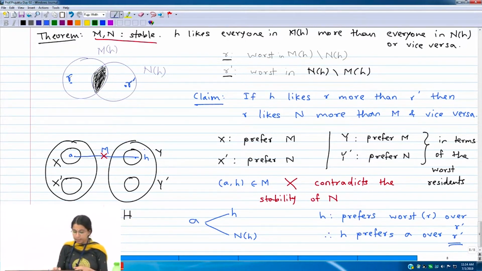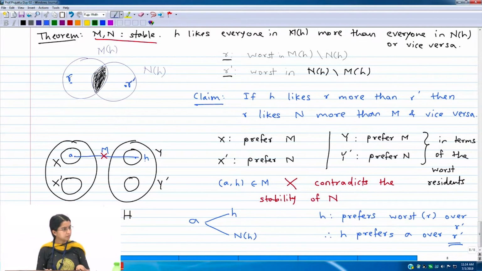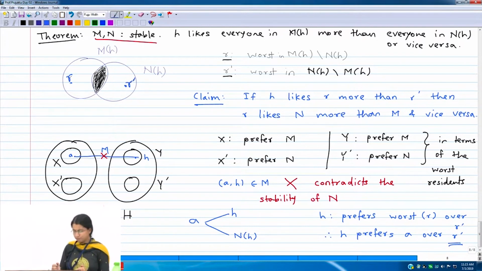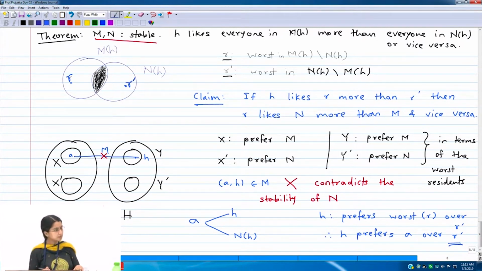Yeah, but the only thing I want to say is that if A is in X, then A's M partner cannot be in Y. So if A is in X and H is in Y, then A's M partner at least cannot be in Y. Okay, so let me put it like this. There cannot be an edge between A and H if A is in X and H is in Y.